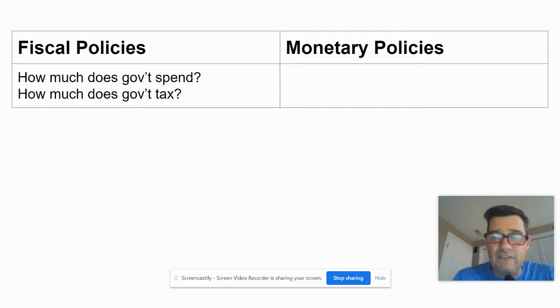All right, so backside flip. On the left-hand side, write fiscal policy. On the right, put monetary. Make like a T-chart, so a line down the middle of your card. And on the left-hand side, you've got fiscal policy.